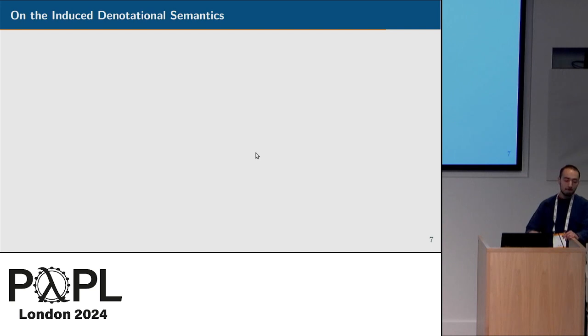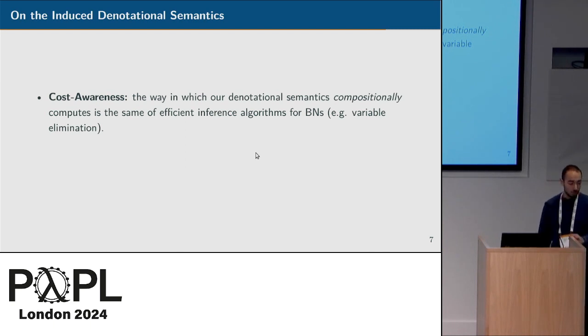So what about our denotational semantics? And this has some nice properties, I would say. First of all, it's cost aware, and it's cost aware in two ways. First, because we are able to compute the cost of inference out of the type derivation.